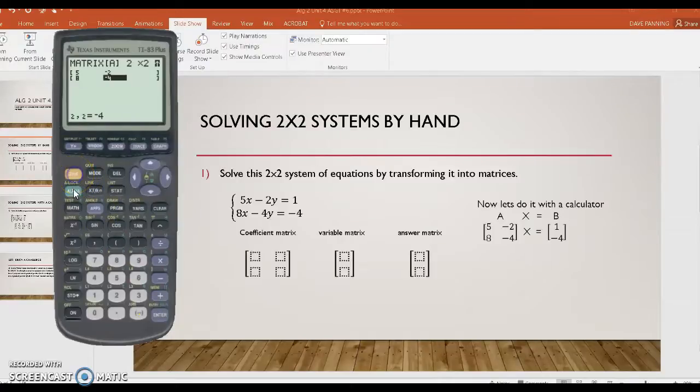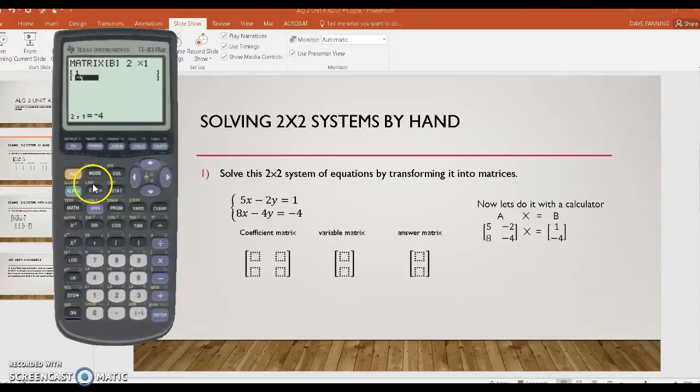Then you want to go to matrix B. You're going to edit it. You're going to go down to B. And we're going to edit matrix B to be a 2x1 matrix. It's this one right here. So it's 2x1, and we want it to be 1 and -4.